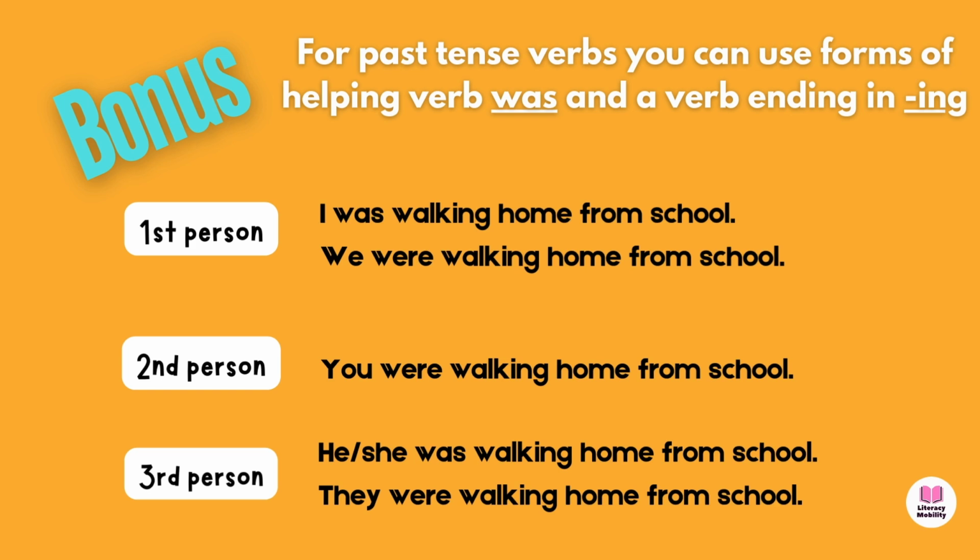Here's a bonus. For past tense verbs, you can use forms of helping verb was and verb ending in ing. First person. I was walking home from school. We were walking home from school. Second person, you would say, you were walking home from school. Third person, you would say, he or she was walking home from school, or they were walking home from school.